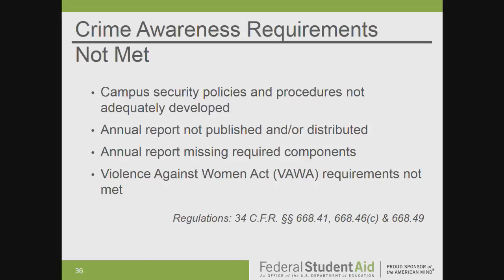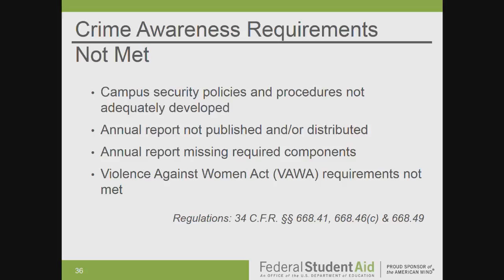The crime awareness report is due by October 1st of each year. It has to be published, and students and employees have to be notified of its availability. Part of the notification requirements is if a student or employee starts after October 1st, but within that current award year, they have to also be informed. You can't just do one blast on October 1st. You have to make sure that those students and employees are also advised.